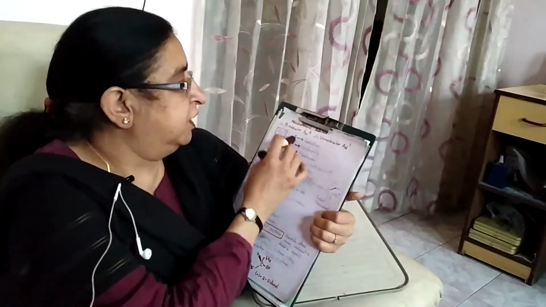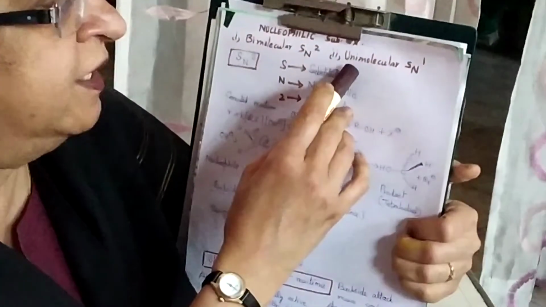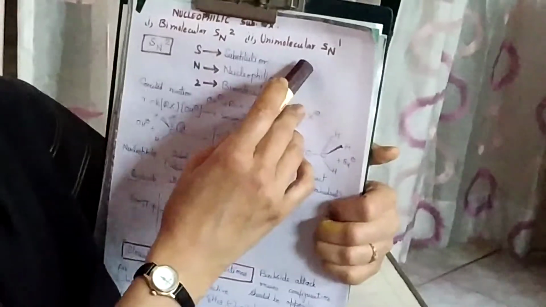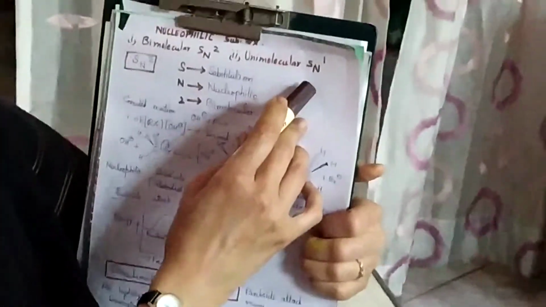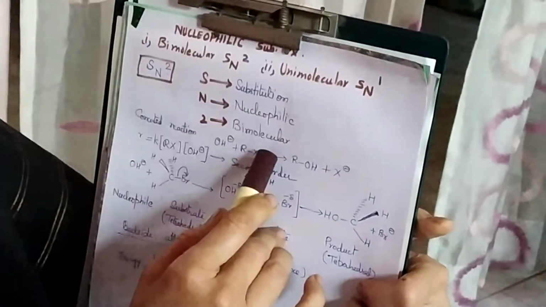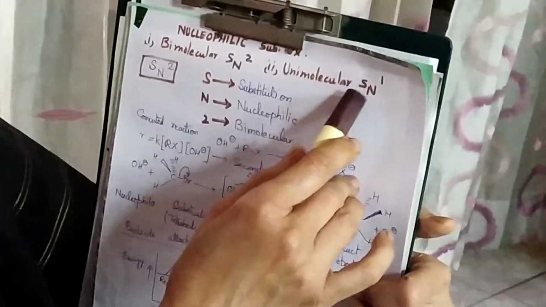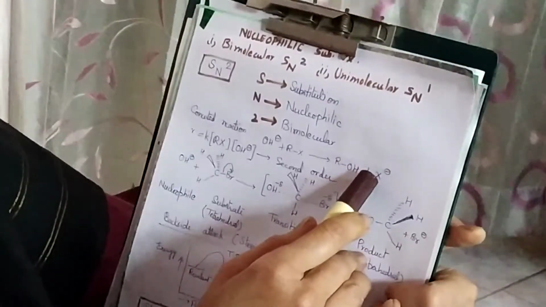Now, as I was saying, these can be first order as well as second order reactions. Correspondingly, they can be of two types. Here you can see nucleophilic substitution bimolecular and nucleophilic substitution unimolecular, SN2 and SN1. Obviously, here S stands for substitution, N for nucleophilic, and 2 stands for bimolecular. Similarly, 1 stands for unimolecular reaction.